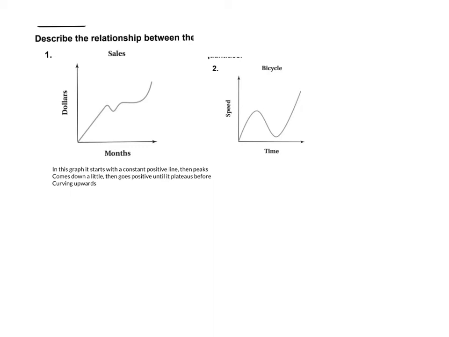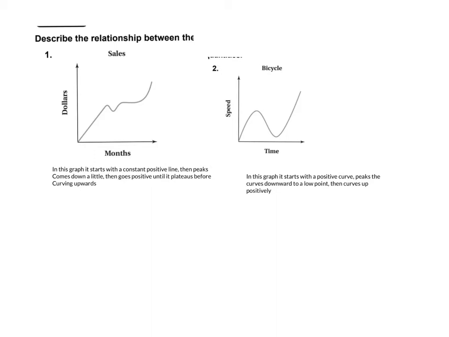Now let's look at number 2. This one here starts off positive, but there's always a curve in here. Then it peaks, it curves back down. Then it comes down into this valley, and then it curves up. And so this is how I would describe this one.